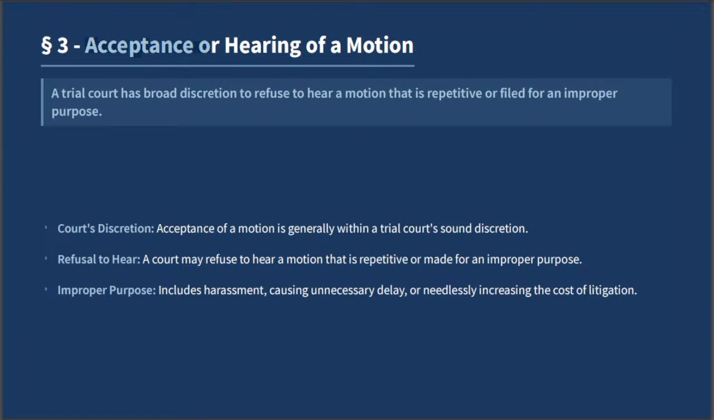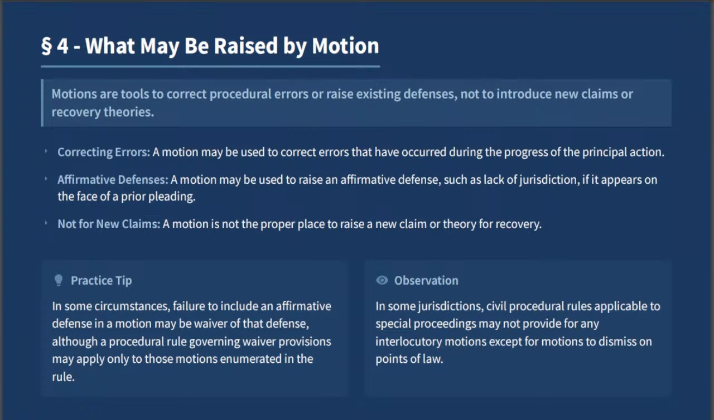And we're on to the acceptance or hearing of a motion. A trial court has broad discretion to refuse to hear a motion that is repetitive or filed for an improper purpose. The court's discretion: acceptance of a motion is generally within a trial court's sound discretion. Refusal to hear: a court may refuse to hear a motion that is repetitive or made for an improper purpose. And improper purpose includes harassment, causing unnecessary delay, or needlessly increasing the cost of litigation. Oh boy. All right, and we shall proceed.